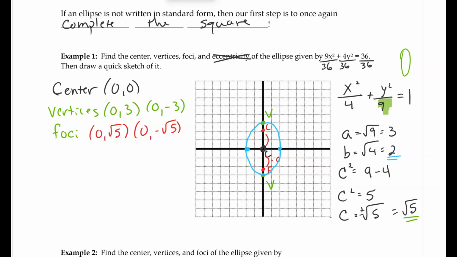Ellipse. Why do I keep saying a parabola? I think I said parabola so many times the last few days. I messed it up. Excuse me. A beautiful ellipse. All right.